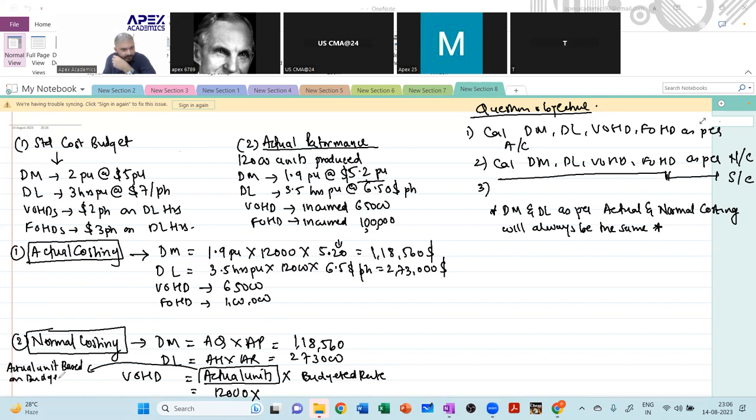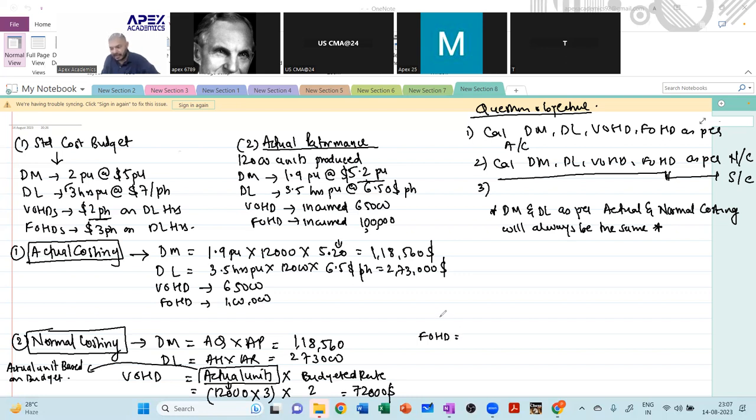So while the actual units are 12,000, each unit for normal costing is taking 3 hours per unit, and it has a rate of 2 per hour. Why? 2 is the variable overhead rate per hour. So this total comes to $72,000.